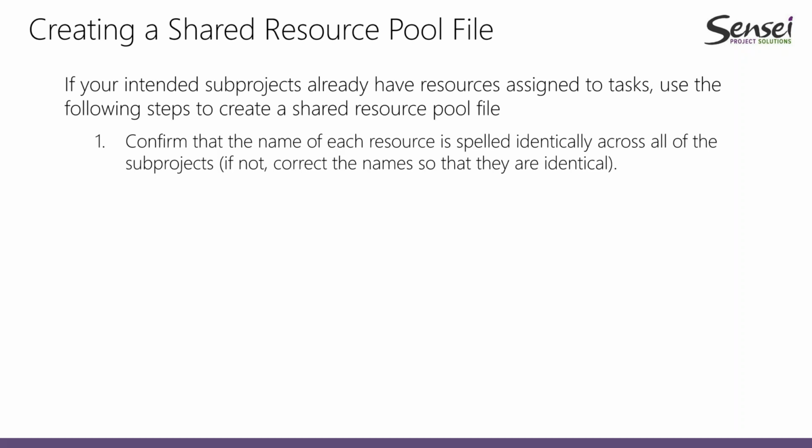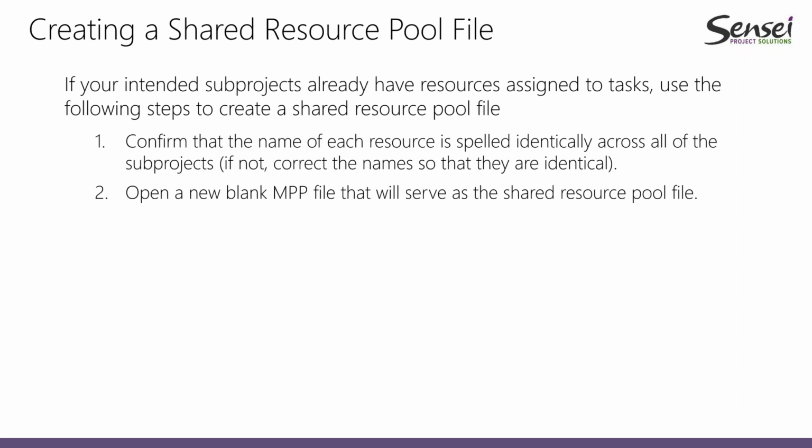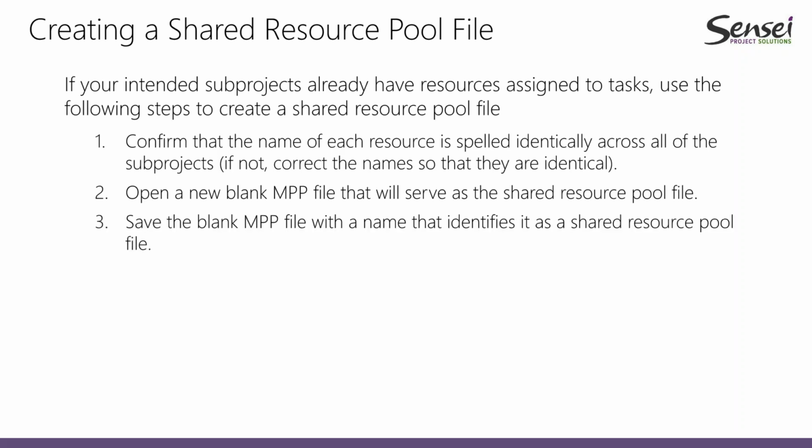So you've got to confirm that everybody's name is spelled identically across all of the sub-projects. If not, you've got to make corrections. Then what you do is you open a new blank MPP file that will serve as your shared resource pool file. You'll save it with a name that clearly identifies it as a shared resource pool file.